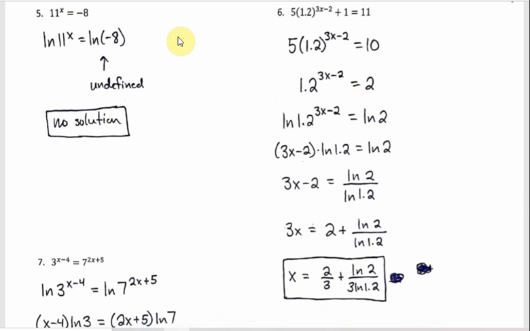Number 5 is really short because it doesn't work. And you might be able to see it just from here where you'd say, wait, any power that you raise 11 to, you'd have to get a positive. There's no way you're getting a negative 8 out of this. If you can see it right away, that's fantastic.